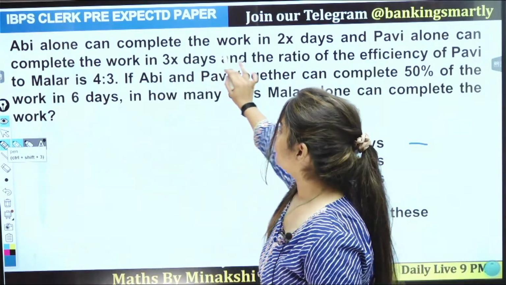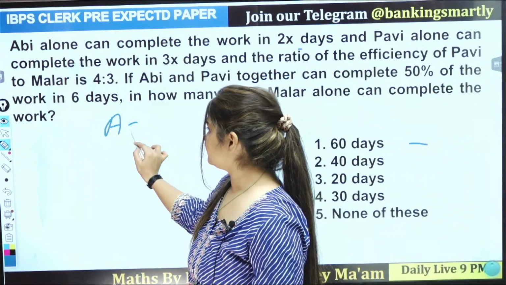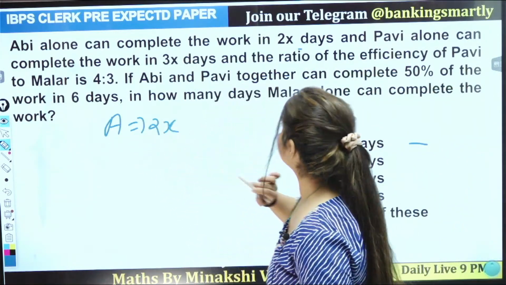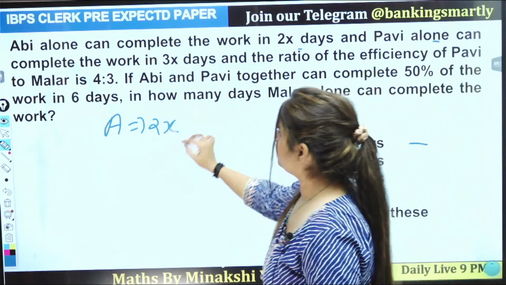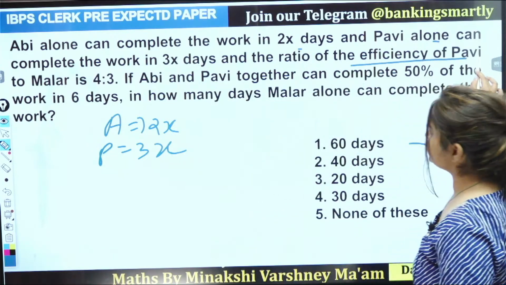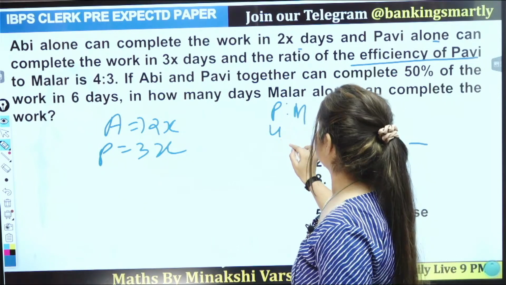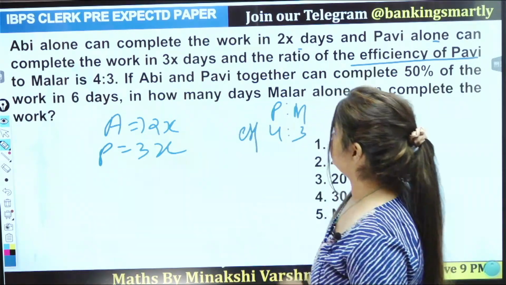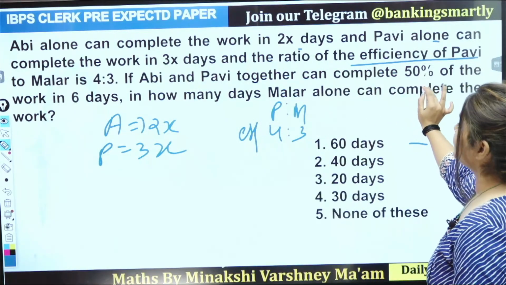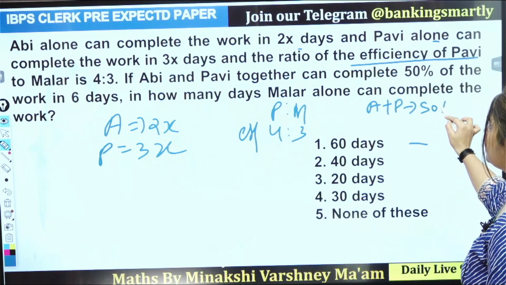Abhi alone can complete the work in 2x days. Okay. So they are giving us Abhi's days in variable form, and Pavi alone can do the work in 3x days. Clear? And the ratio of the efficiency of Pavi to Malar is 4:3. So they are giving the efficiency there. Now Abhi and Pavi together complete 50% of the work in 6 days.